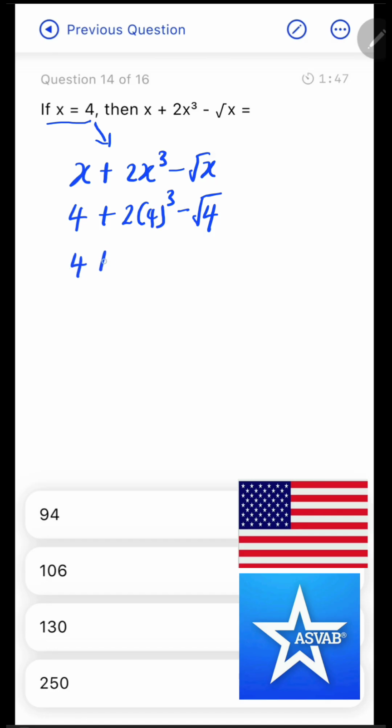Here we're going to have 4 plus 4 to the power of 3, which implies 4 multiplied by 4 multiplied by 4 in 3 places, which is going to give us 64. Then 64 multiplied by 2 is going to give us 128, minus square root of 4 is going to give us 2. Now 4 plus 128 is going to give us 132. Then 132 minus 2 is going to give us 130. So the correct answer is the third option.